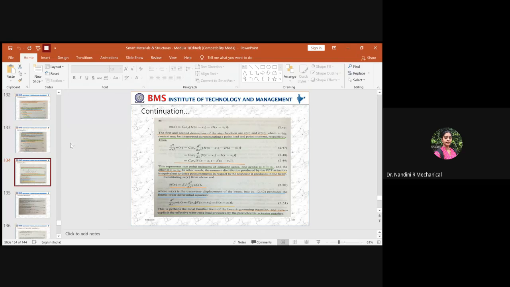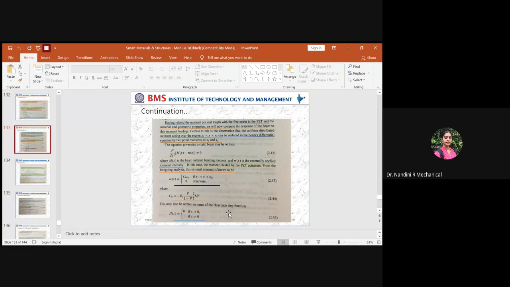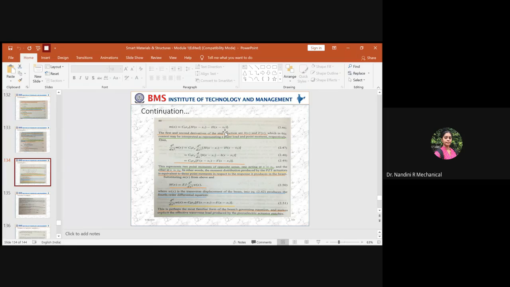The first Heaviside step function will help you to give the first derivative. The second Heaviside step function, what you have written, will provide you the second derivative. So the first and second derivatives of the step functions are referred to as delta x and delta dash x, or you can call them dou x and dou dash of x. So the first and the second derivatives of the step function will be represented by these two parameters.